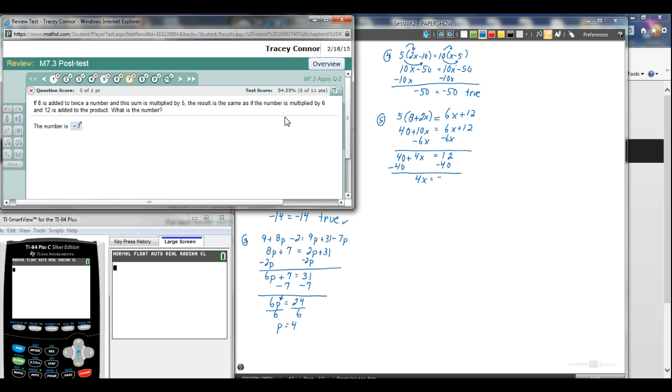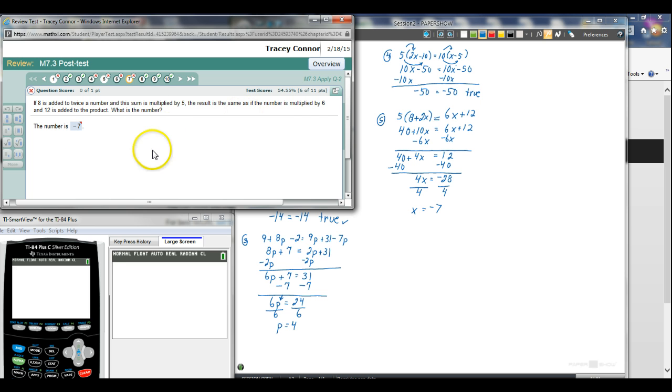And this would be negative 28. And again, if you have your calculator there, you just do 12 minus 40. And then we want to get x by itself, so I divide by 4. And then you'll see here that the answer is negative 7.